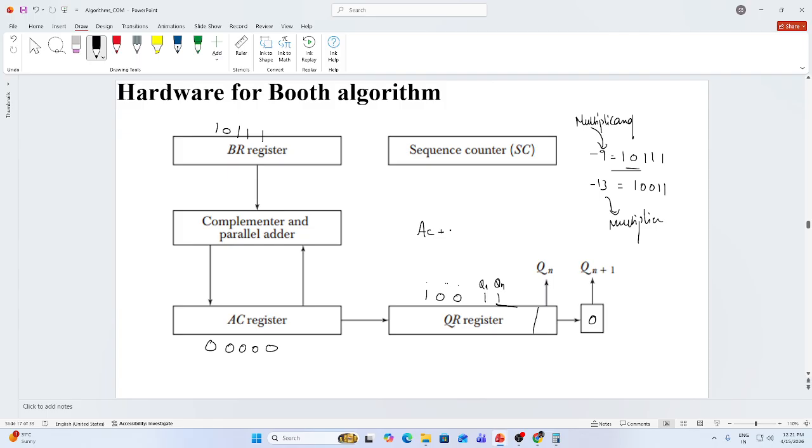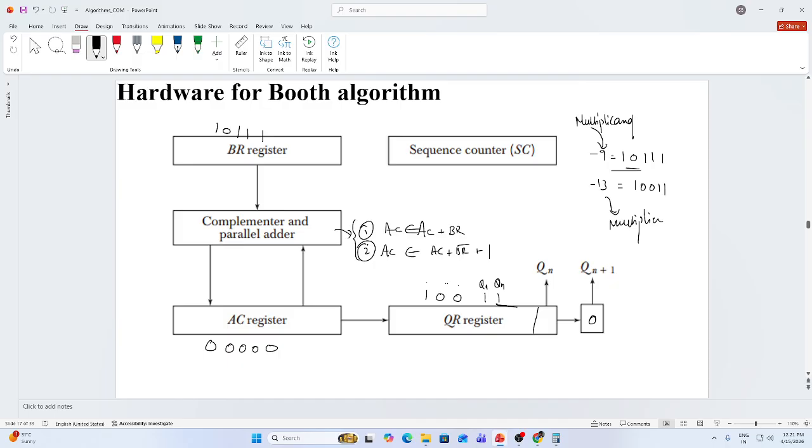So it can perform AC plus BR, and the result is stored in AC. This is one thing it can do, and another thing it can do is AC plus BR bar plus 1. So this is the role of the complementer, and the parallel adder can do these 2 micro operations.